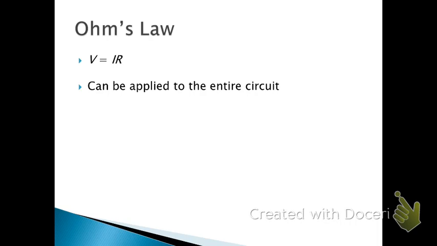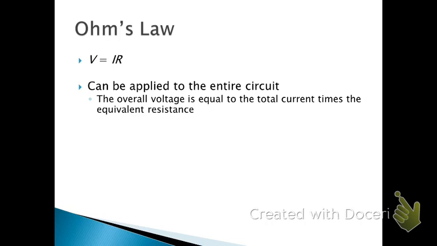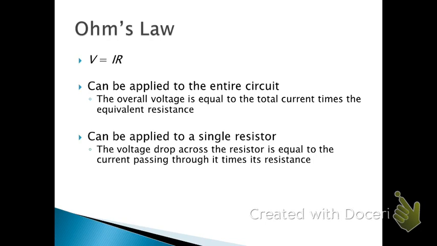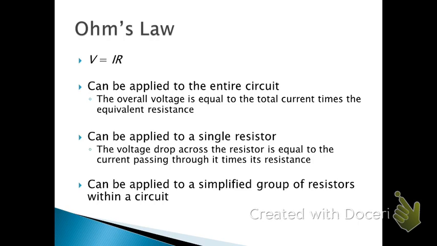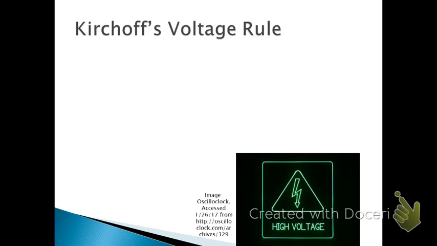Now, Ohm's law can be applied to the entire circuit, which means the voltage pumped out by the battery equals the total current out of the battery times the equivalent resistance of the circuit. I'll talk equivalent resistance in just a second. It can be applied to a single resistor as well, so the resistor being the waterfall. Each little voltage drop equals the current going through that resistor times that resistor's resistance in ohms. And it can be applied to a simplified group of resistors.